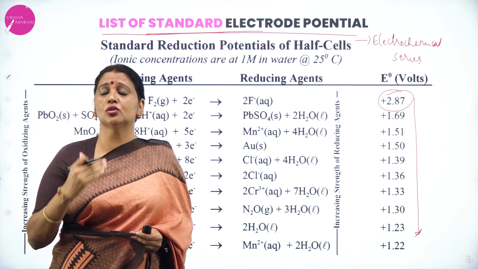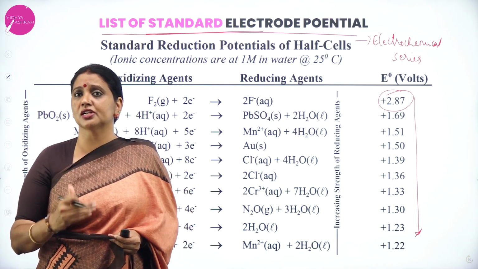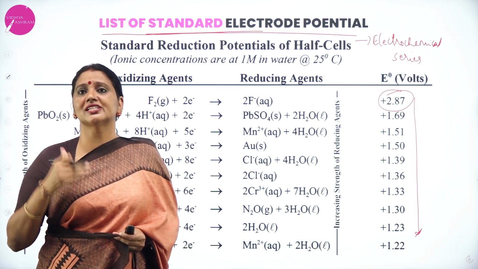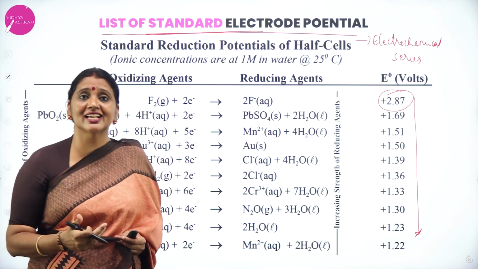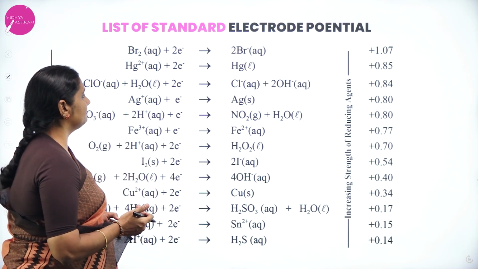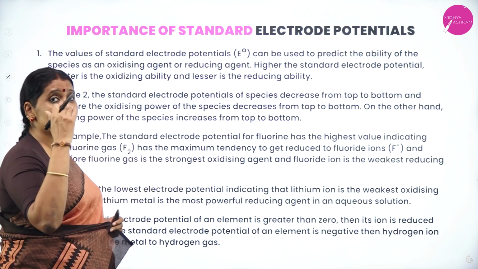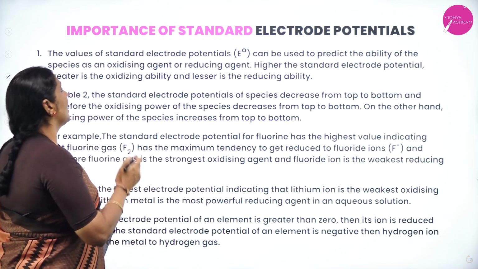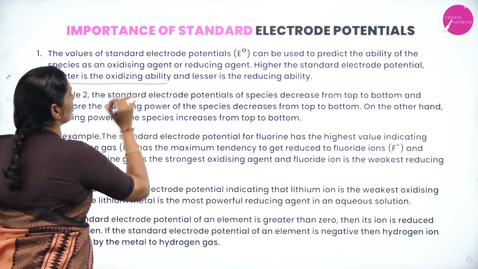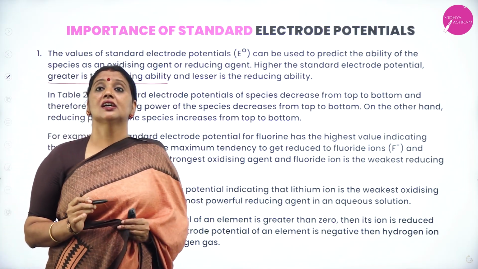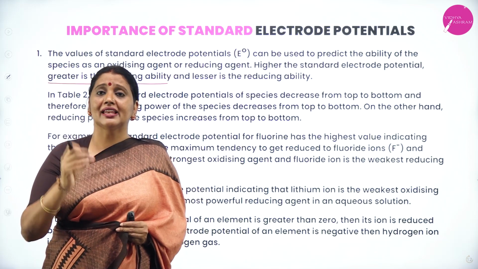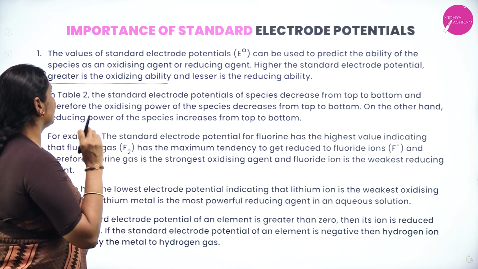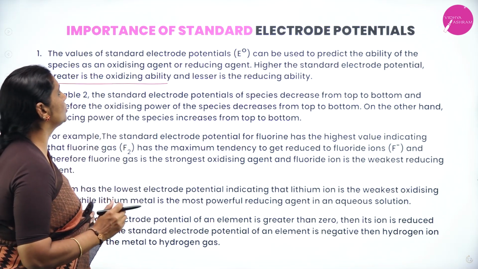From the standard electrode potential or standard reduction potential, you can know whether an element is an oxidizing agent or a reducing agent. The higher the value of E0, the greater the oxidizing ability and the lesser the reducing ability of that element or electrode.